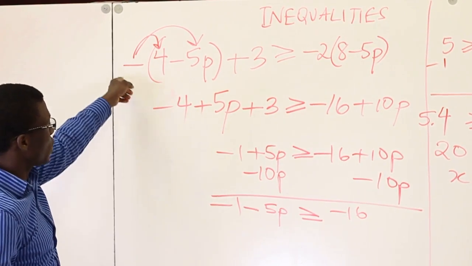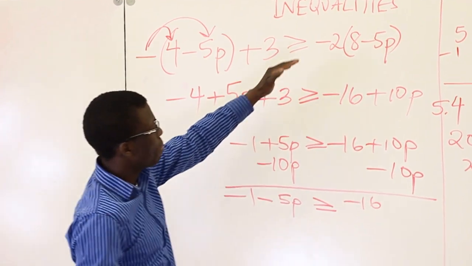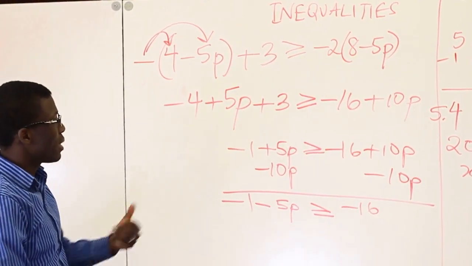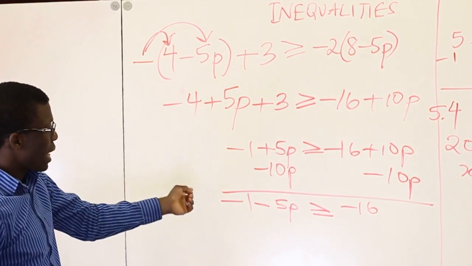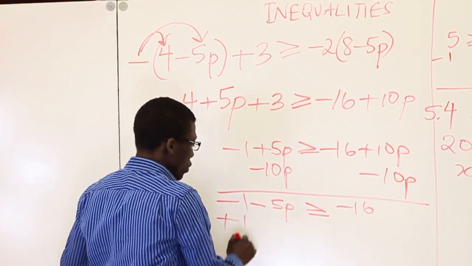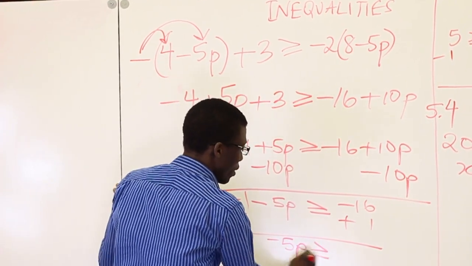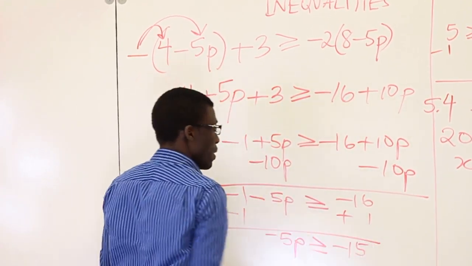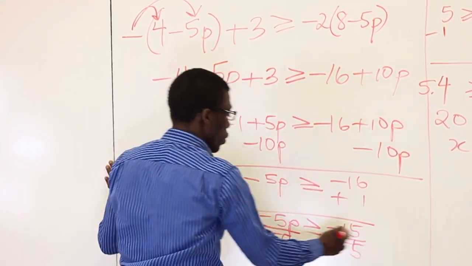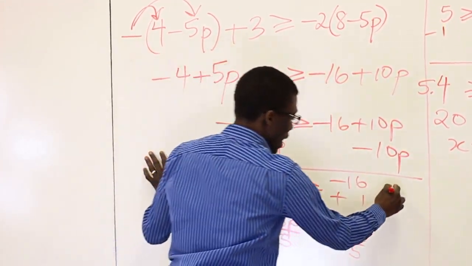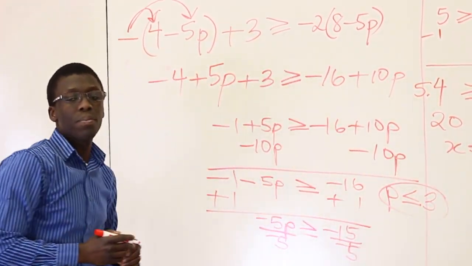And so you go back, we see we distributed the negative in, we added like terms, we moved that down, kept it consistent. Now we subtracted 10p from both sides, and then we have negative 1 minus 5p. We add 1 to both sides, and so we get negative 5p is greater than or equal to negative 15. We divide by negative 5, which means we're going to change that sign, and our answer is p is less than or equal to 3.